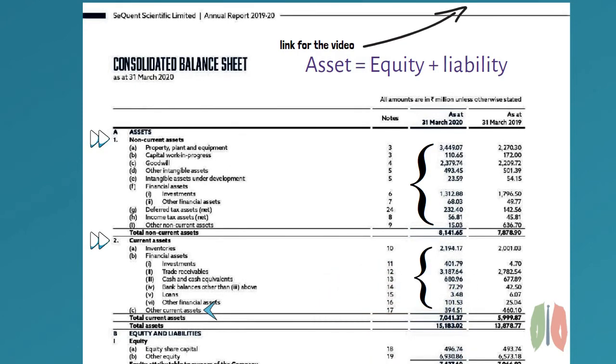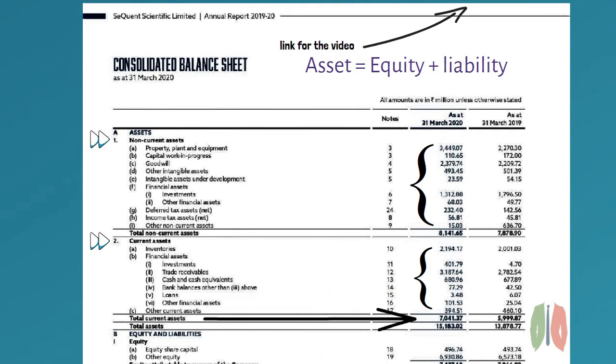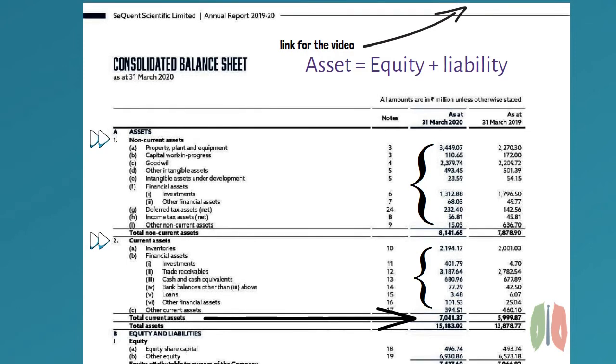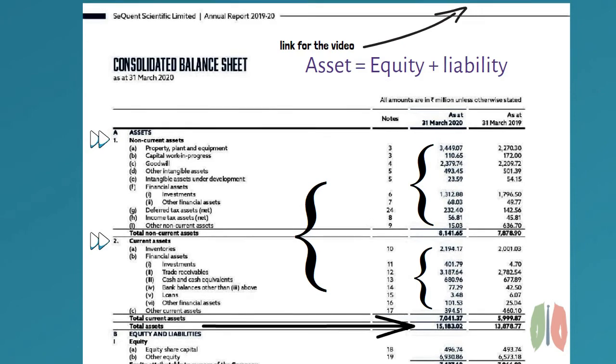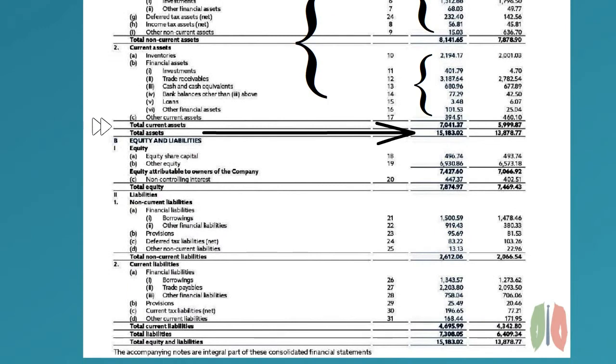So the total current assets are 7041.37. The combined total assets, meaning total non-current assets plus total current assets, is 15,183.02. So next, equities and liabilities part.